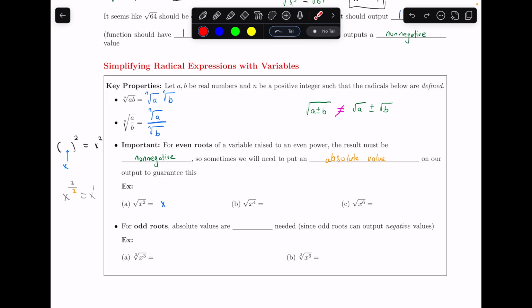So I noticed that even if you plug in a negative, this even power will wipe it away. So whatever this is on the left should be non-negative. But if you plug a negative number in for x, the right-hand side is negative. That cannot be equal to the non-negative on the left. So as a result, you need an absolute value on this. You need an absolute value to guarantee a non-negative output. And we care about that because what we started with has a non-negative output.